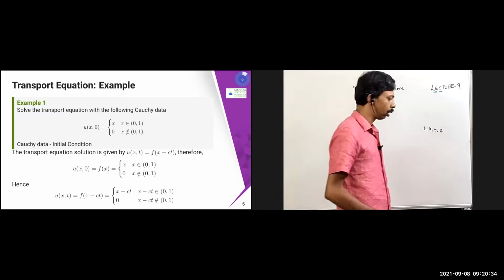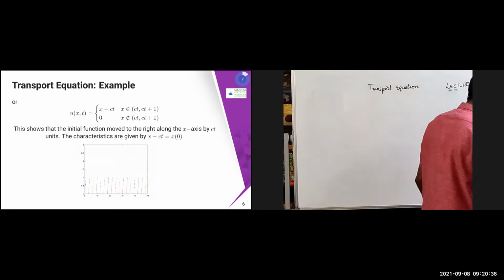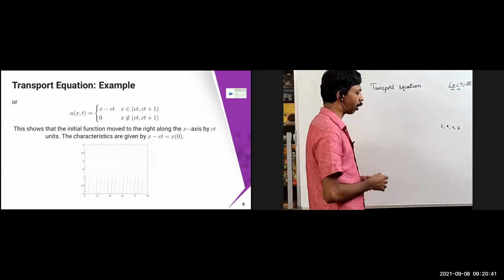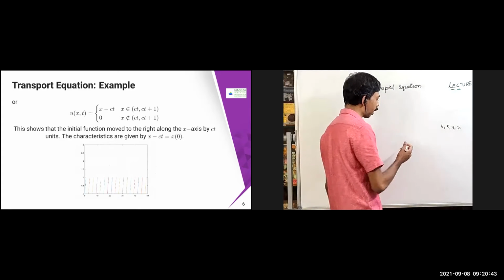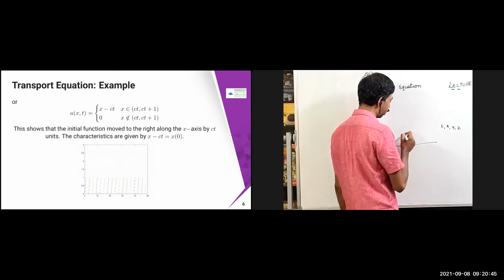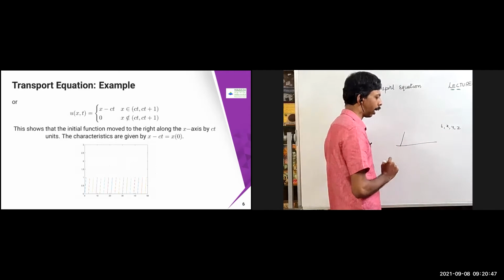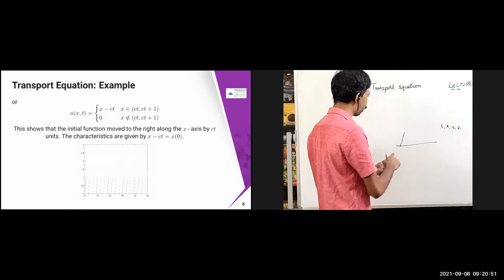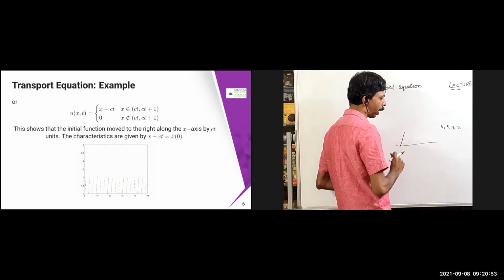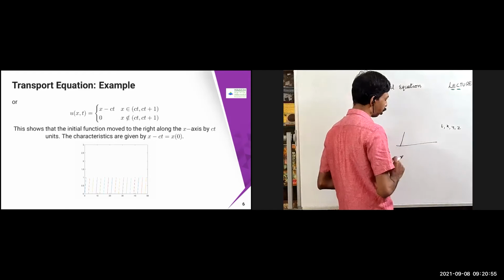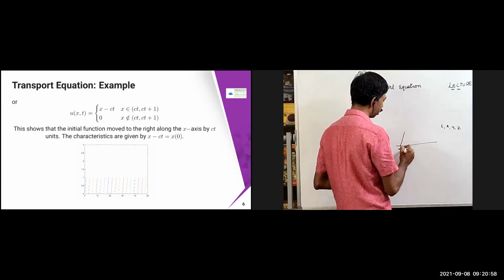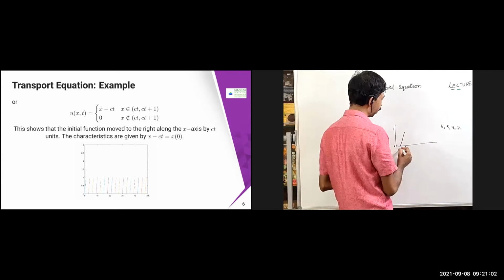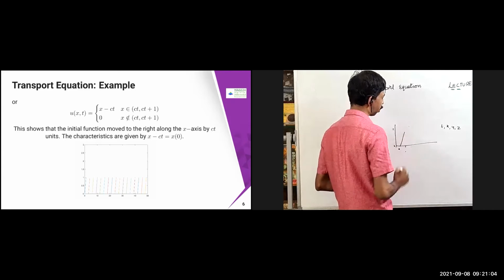So here, what you are expecting is the initial curve, x equal to 0. Suppose I have this as the initial curve, x belongs to 0, 1, because f of x equal to x if x belongs to 0, 1. So this is 0 and this is 1. I can expect that on 0, 1, f of x equal to x. So this is going to happen.